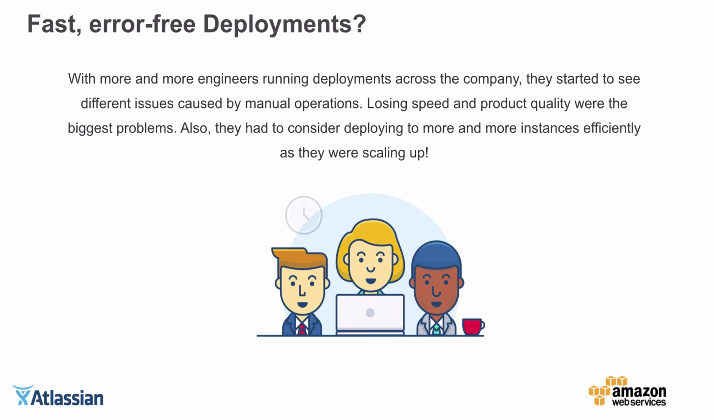As teams grew, more engineers started to run deployments. There was no way to keep track of all the deployment processes across the company. Also, due to manual operations, they started seeing more and more human errors that were making the delivery process much slower. It was also affecting the product quality in some cases. Since their growth didn't seem to stop anytime soon, they had to find a way to run deployments while avoiding human errors as much as possible.